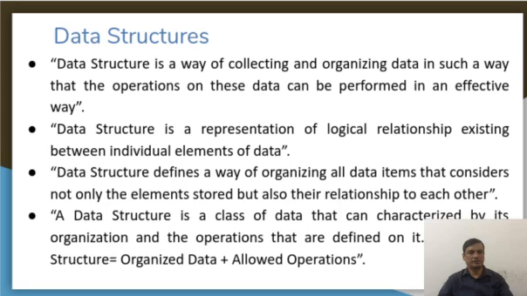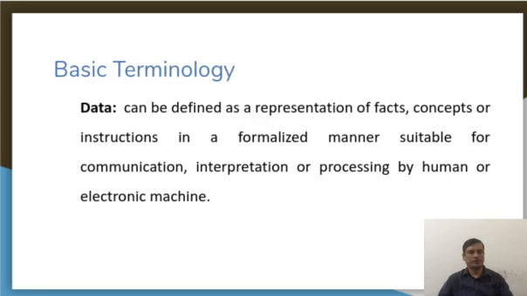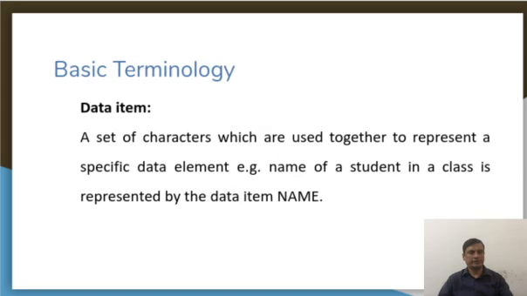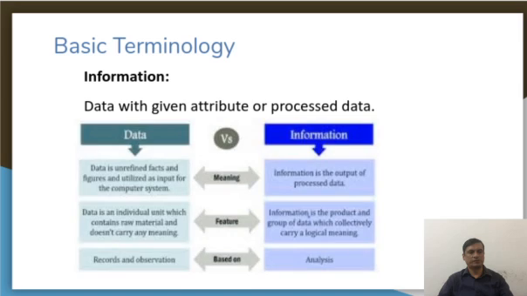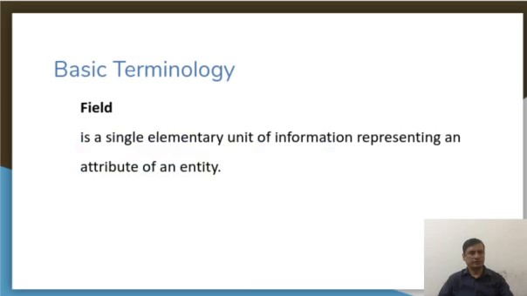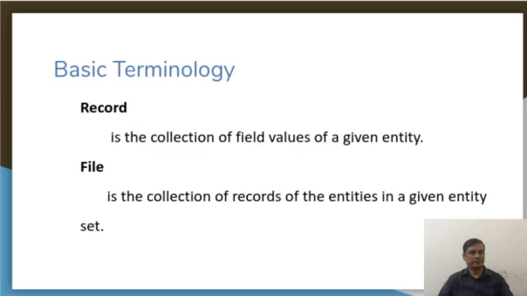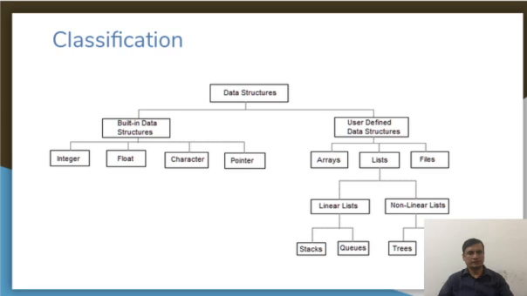That was the simplest definition, and later we defined what is data, what is a data item, what is an entity, what is the difference between information and data, and what is a field, what is a record, what is a file, etc. We defined all those terminologies, followed by the classification of the data, right from integer to graphs. We defined all the different classifications.